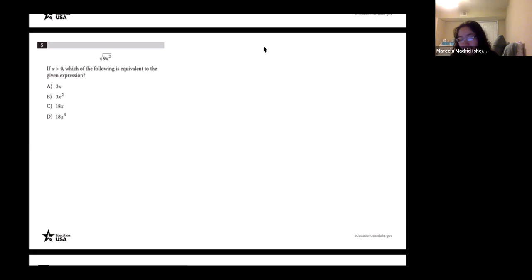But yes, the correct answer is A. Pretty simple. You have a 9, you have an x squared. Both of those can be taken with the square root. Then you have 3x as your answer.